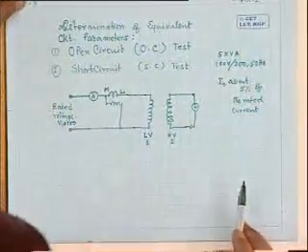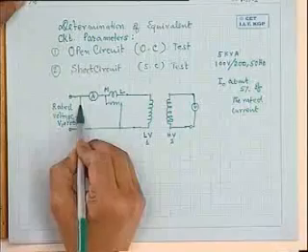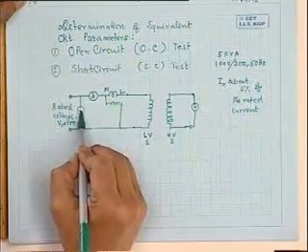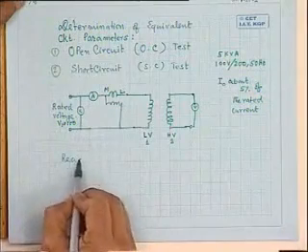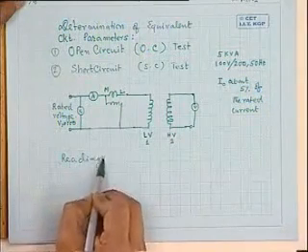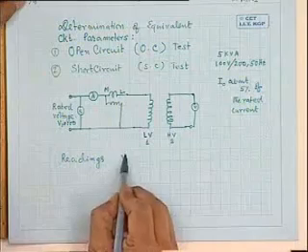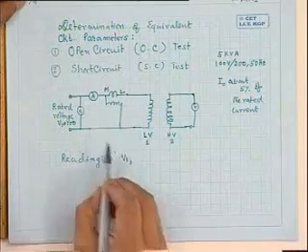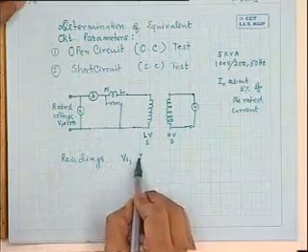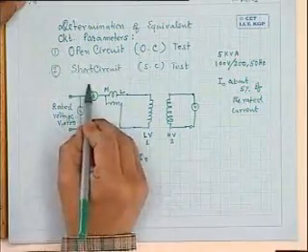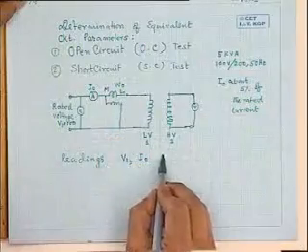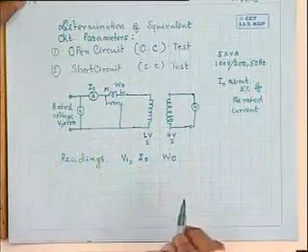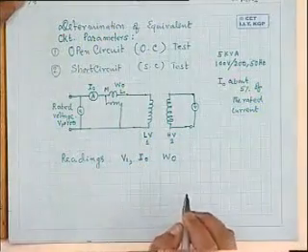Now what you note down from this reading is the input voltage, that is V1. You remember the readings are the input voltage, the input current, that is I naught, and the input power, that is W naught. These three quantities will be read.